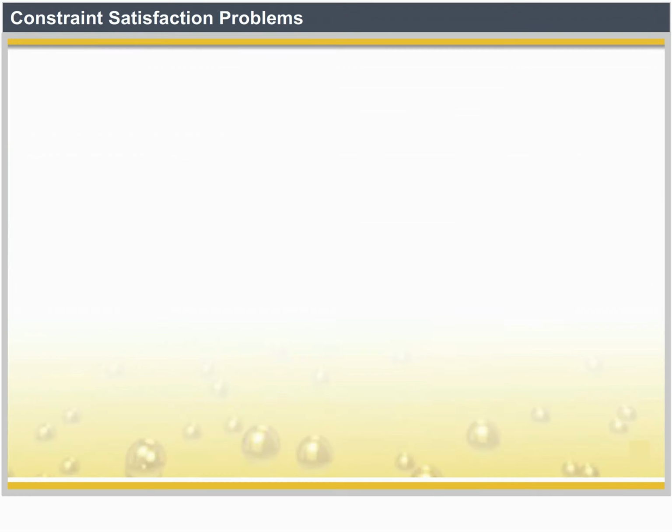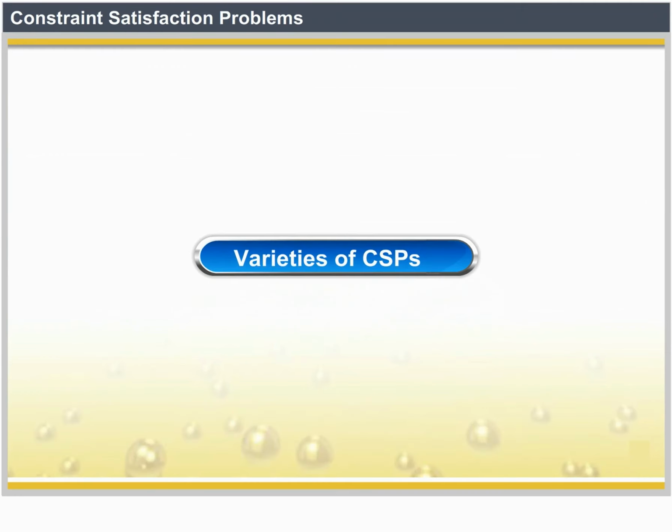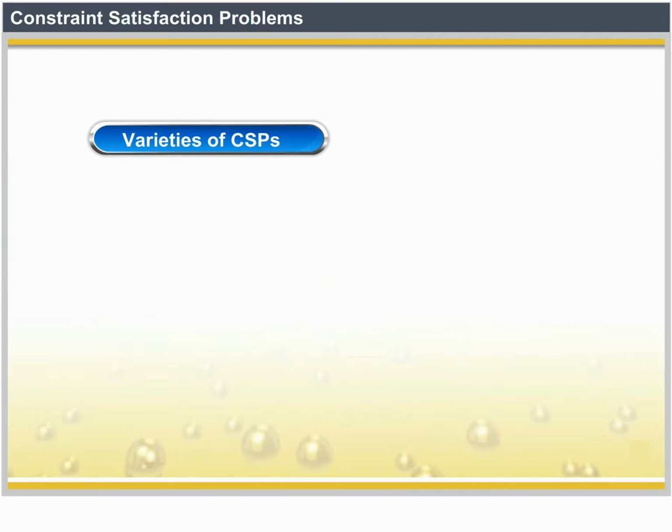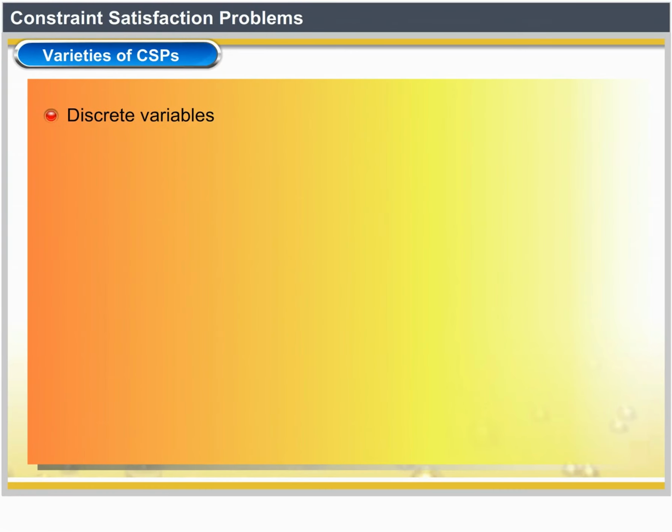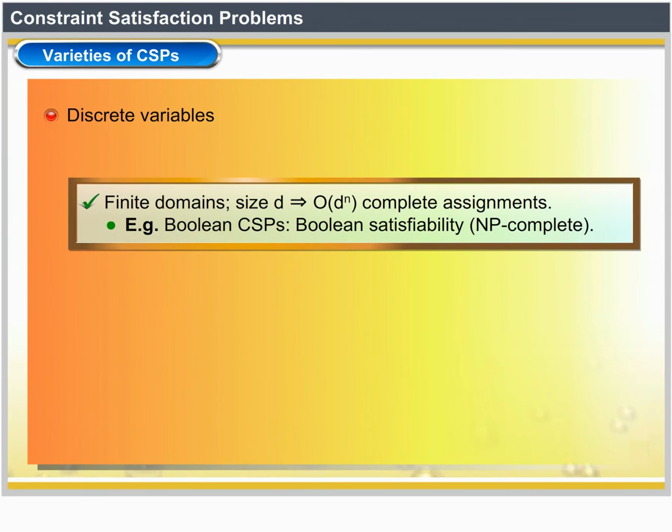Varieties of CSPs. Discrete variables with finite domains. Size D implies O of D to the power n complete assignments. Example: Boolean CSPs. Boolean satisfiability is NP-complete.